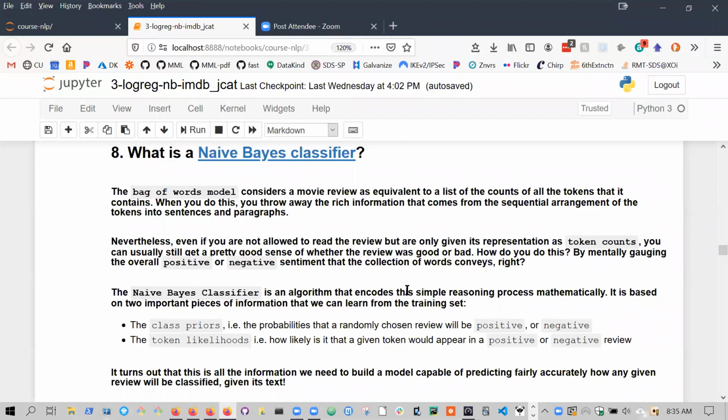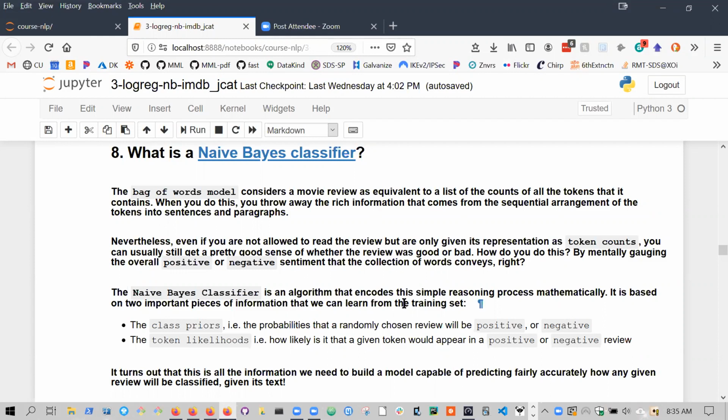And I just want to point out that when you do this, you throw away a lot of rich information that comes from the sequential arrangement of the tokens into sentences and paragraphs. So it's interesting that with this way of approaching movie reviews, we throw away a lot of information, and yet, as we'll see, we can actually do pretty well in gauging the sentiment of the review, whether it's a positive review or a negative review.